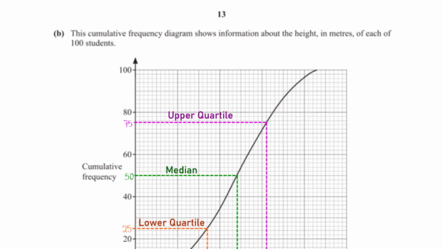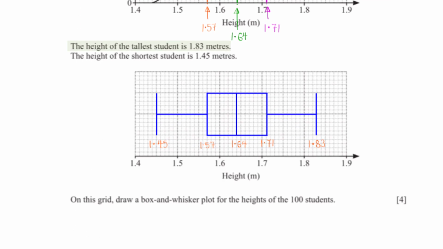This cumulative frequency diagram shows information about the height in meters of each of 100 students. The height of the tallest student is 1.83 meters. The height of the shortest student is 1.5 meters. On this grid, draw a box and whisker plot for the heights of the 100 students.